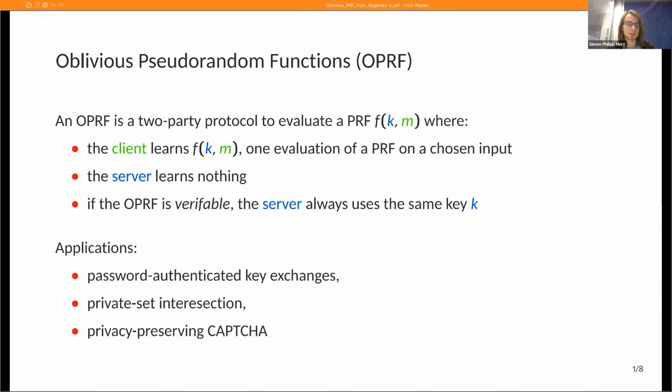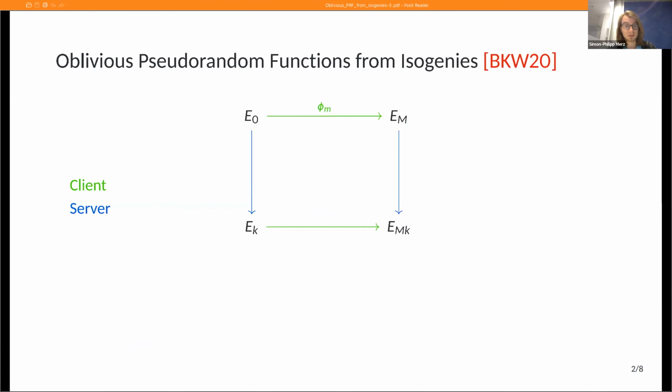There's some variation called verifiable OPRF, where a server provides an additional proof to the client that he always uses the same key K for evaluations. And these OPRFs have various applications, such as in password-authenticated key exchanges, private set intersection, or privacy-preserving CAPTCHA codes. Last year at AsiaCrypt, Basso, de Kock and Wu presented two OPRFs based on isogenies. One is based on CSIDH and the other on SIDH. In our analysis, we focused on the OPRF from SIDH.